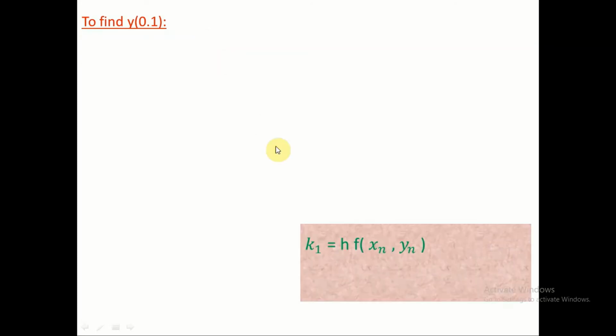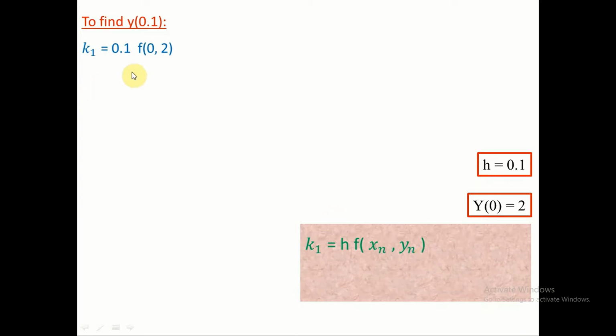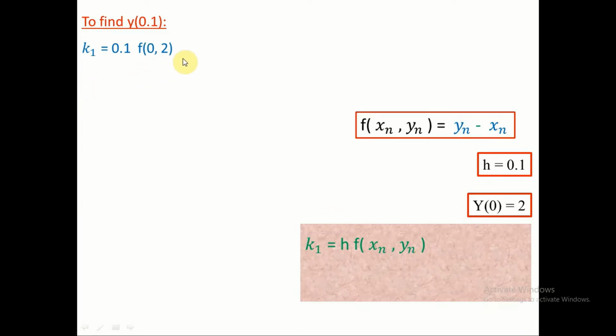First of all, let us find the value of y of 0.1. To find y of 0.1, we need to find the k1, k2, k3 and k4. The formula for finding k1 is h into f of x n, y n. Here h is 0.1 and we have given the initial condition y of 0 equal to 2. So substituting x n equals 0 and y n equal to 2, we get k1 equal to 0.1 into f of 0, 2. Here f of x n, y n is y n minus x n. So we get 0.1 into 2 minus 0. That is equal to 0.2.